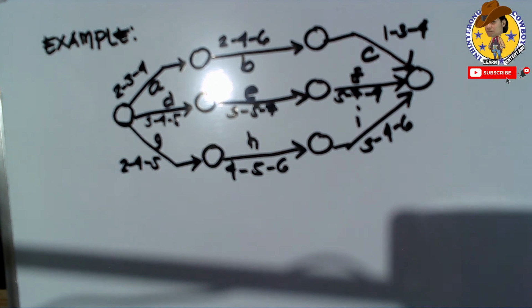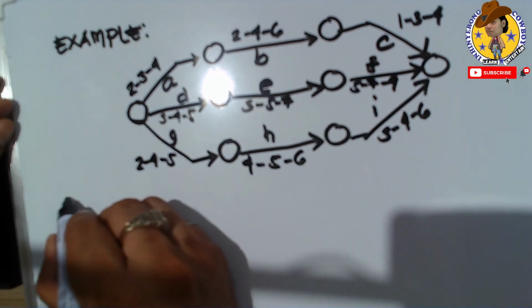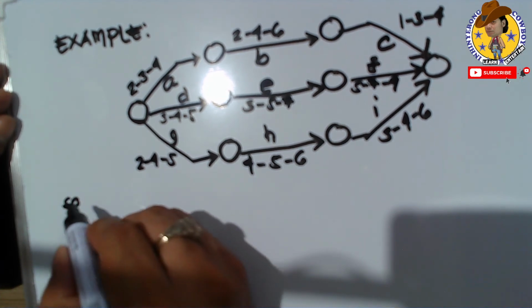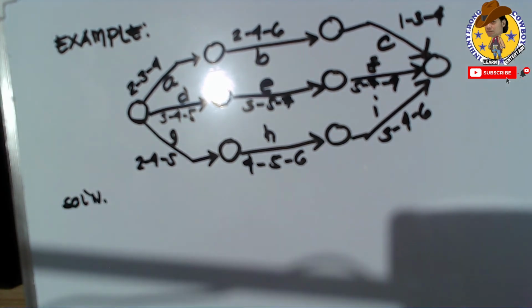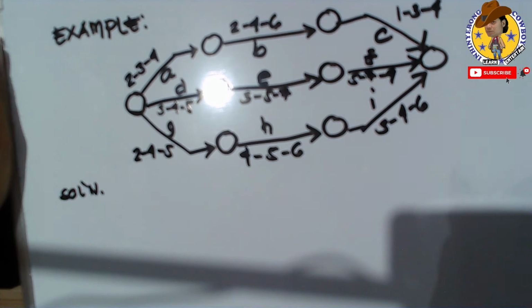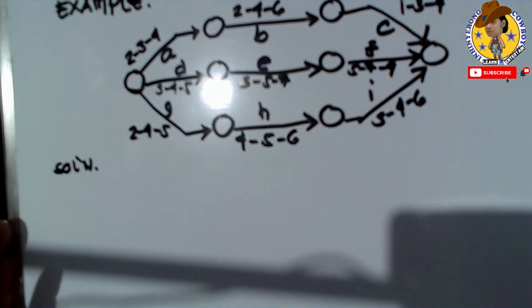So for this example, we have to compute the expected time for each activity and the expected duration for each path. First, we have to write the solution. So we'll make a table for this one.